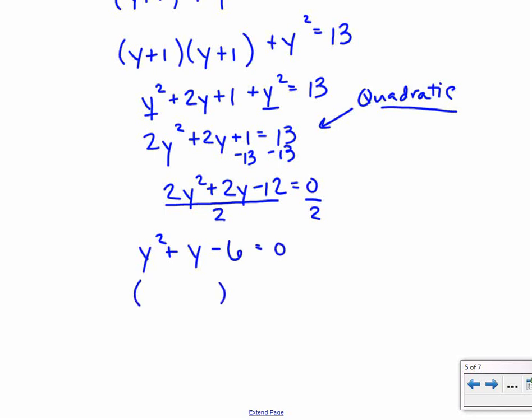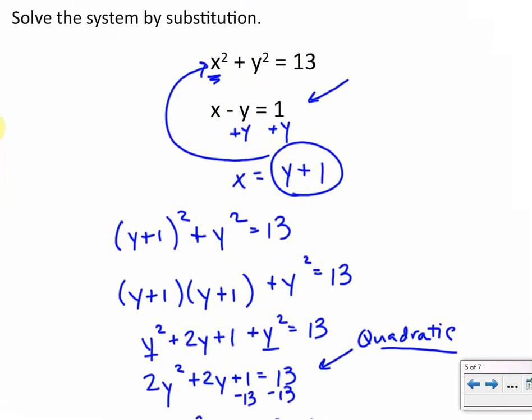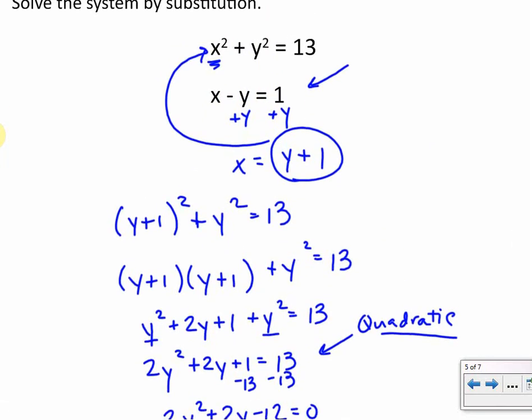And then I can factor this. This factors into y plus 3 and y minus 2. So that gives me the y values of negative 3 and positive 2. So those are my two solutions for the y's. But remember, a solution to a system is an ordered pair. So I need to get the x values that correspond to these y values. So I'm going to go back up into my original two equations, and I'm going to plug in those values for y in order to solve for x.